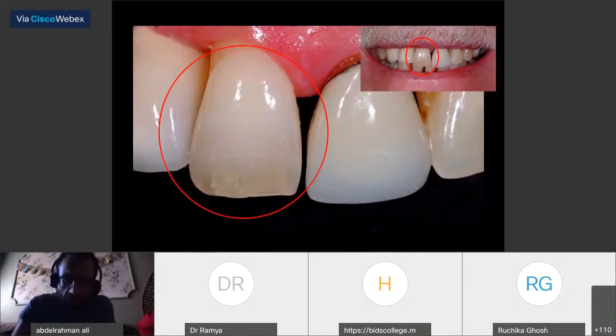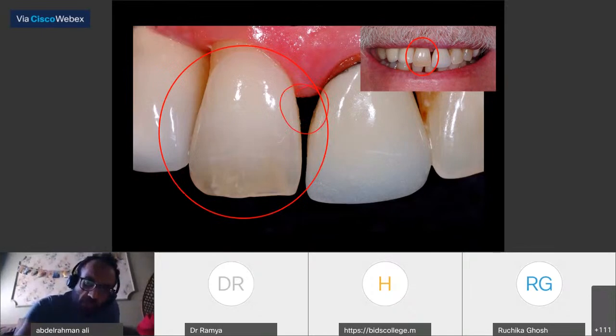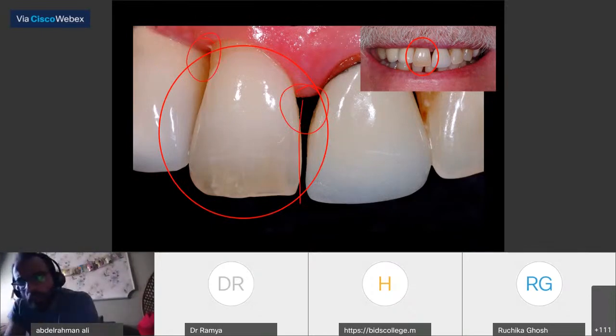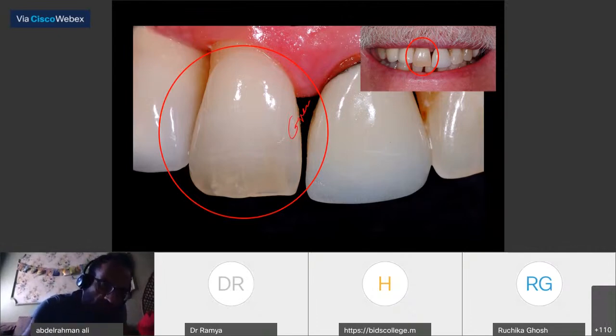Before we do that, let's go for this quiz. This case was done by David Clark. And he has a crown here. He will change it. Black triangle, diastema occlusion, black triangle. Which matrix do we use here? Green.